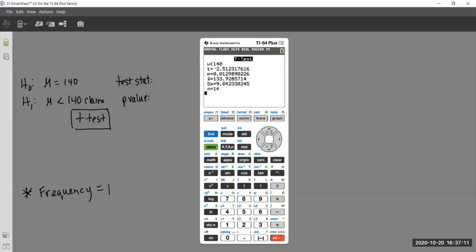So we get our test statistic is negative, and actually it's a t, negative 2.51. And then our p-value is the second thing there. In this case, it's 0.0129. Actually, we should do 30 then, right?